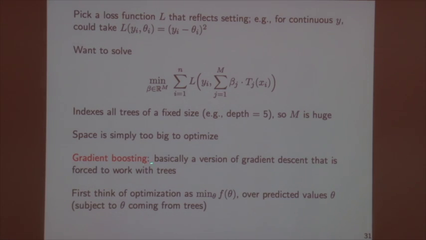We're going to apply gradient boosting, which is a version of gradient descent that we will force to work with trees. Okay? I'll try to be clear about what we're doing now. Think about optimizing over the predicted values theta. These are the predicted values for our responses y's. And we want to optimize over those by enforcing the predictions to come from trees.